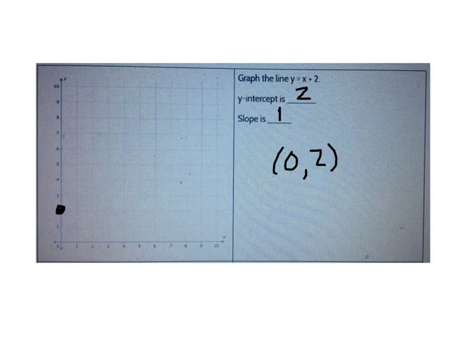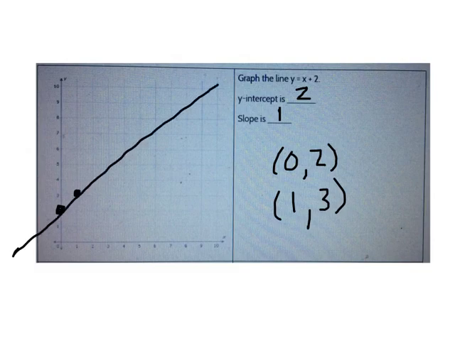Using our slope, what's the next point that I could graph? Well, if the slope is 1, I can go up 1 and over 1. So the next point is 1, 3. Now I can connect the 2 points with a straight line to make my graph.